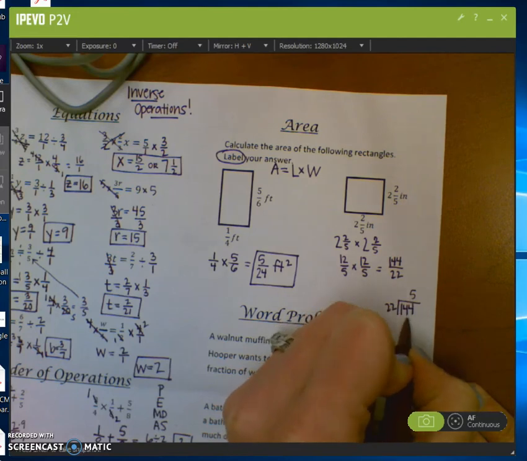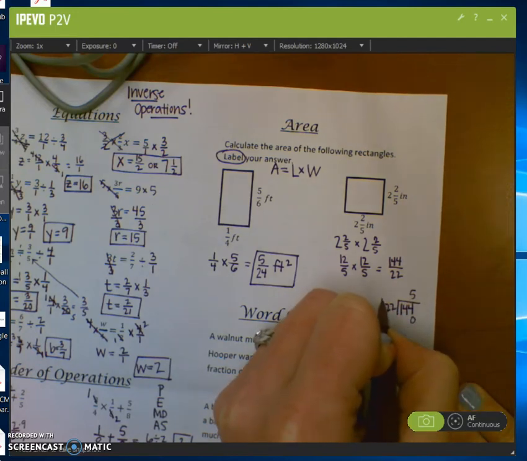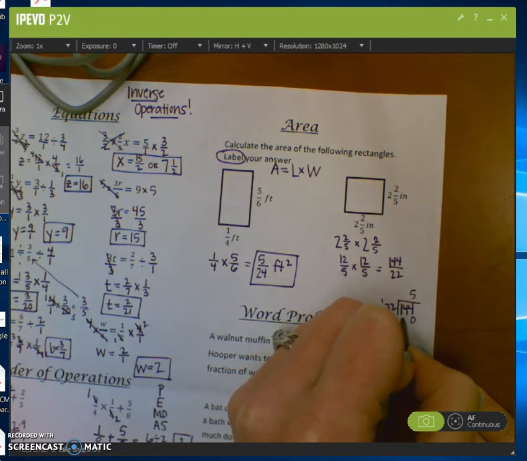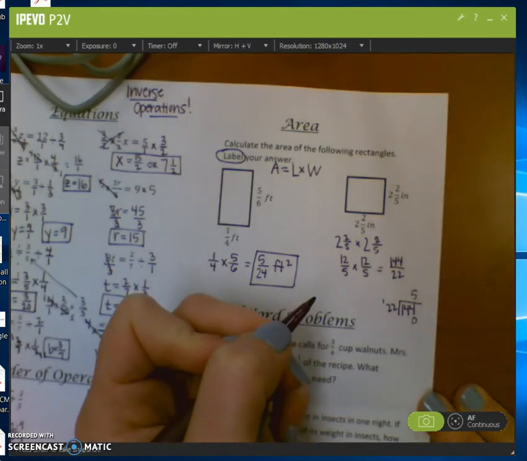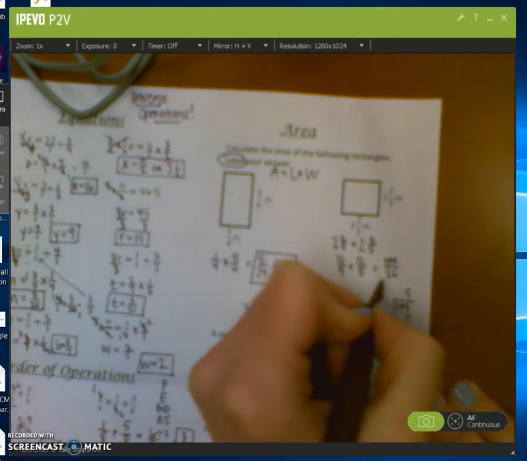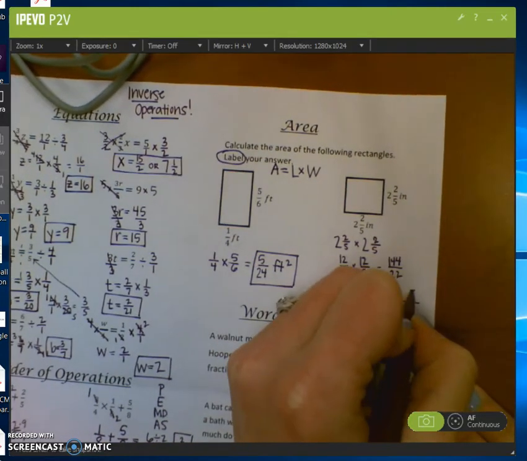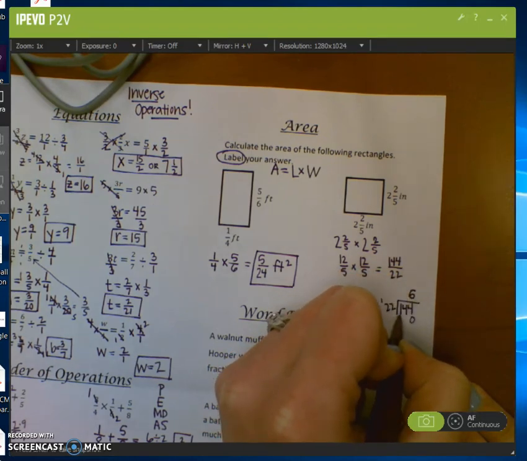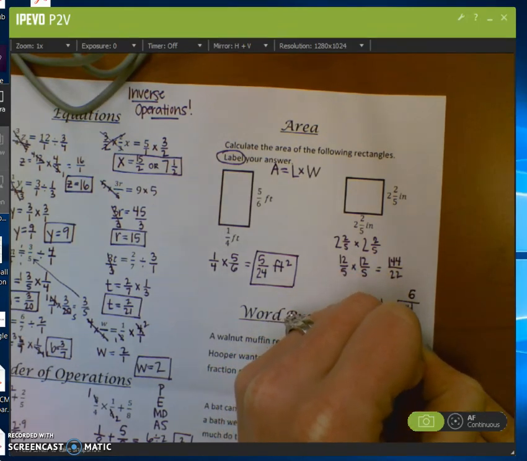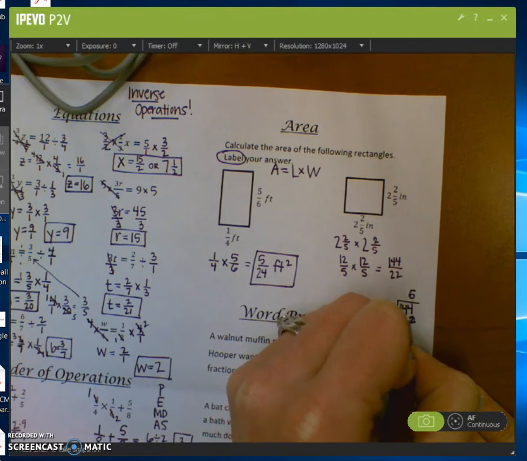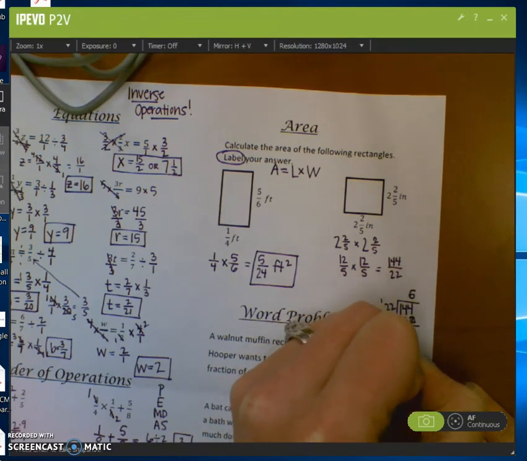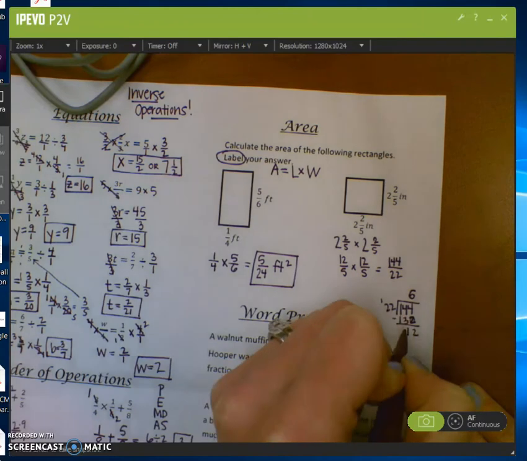So 5 times 2 is 10, carry my 1, and that's 11. Oh no, so let's try 6. 6 times 22. The 2 goes here, carry my 1, and I get 13. So 4 minus 2 is 2, and 4 minus 3 is 1.